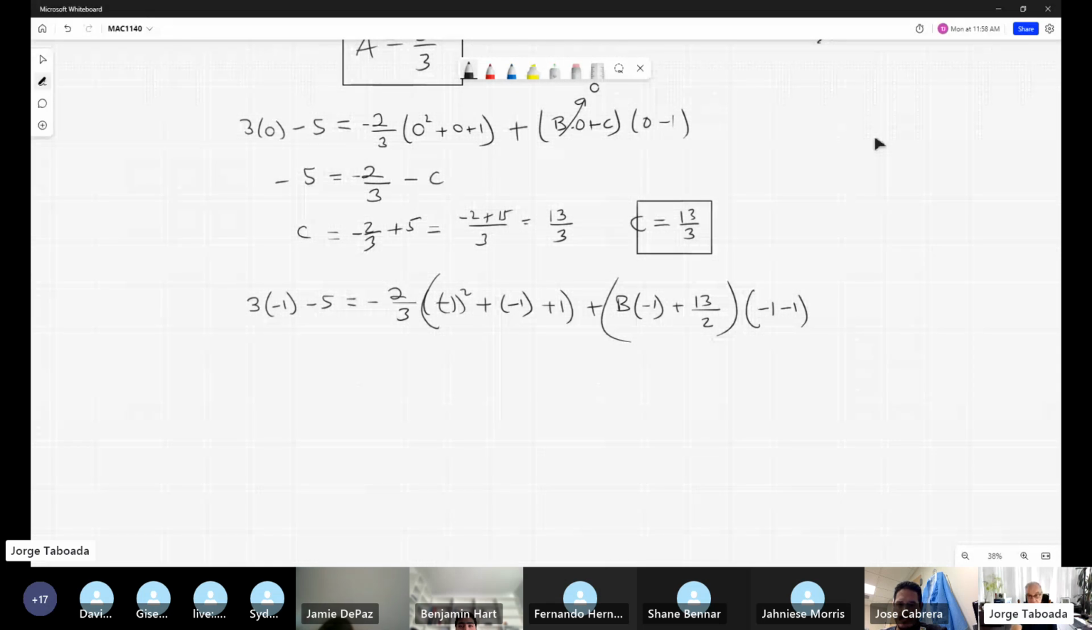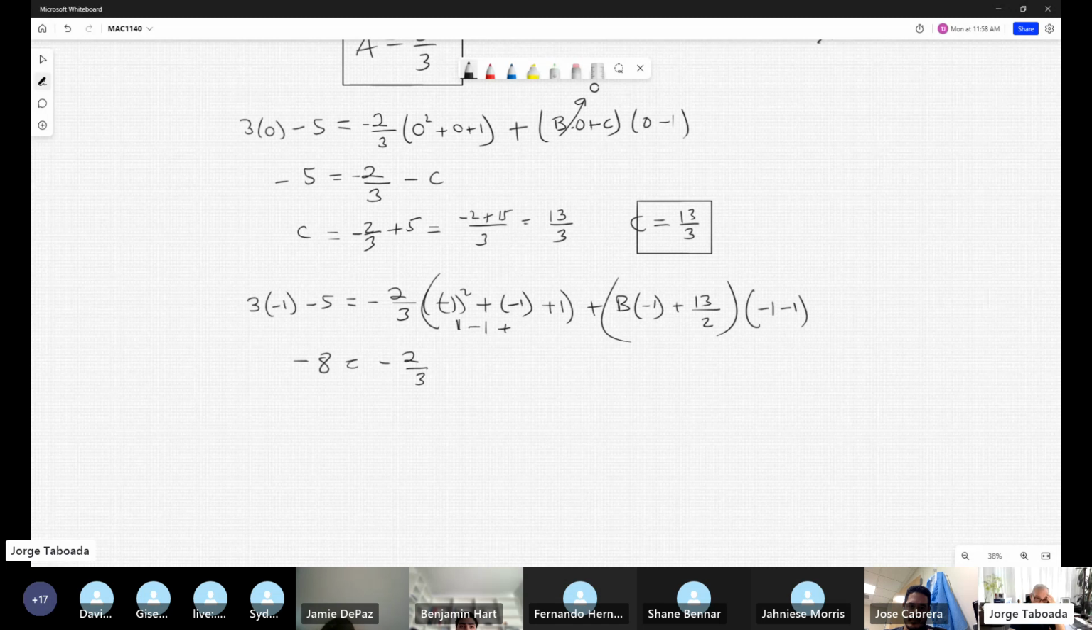So the only thing I did was replace x with negative 1. It's obvious that this is minus 8, no? Because minus 3 and minus 5 together is minus 8. It's so big that we have again negative 2/3. Is it positive or negative? Let me see. Negative 1 squared is positive 1, minus 1, plus 1. Yeah, and negative, because this is canceled and stays 1, multiplied by negative 2/3, negative. Okay.